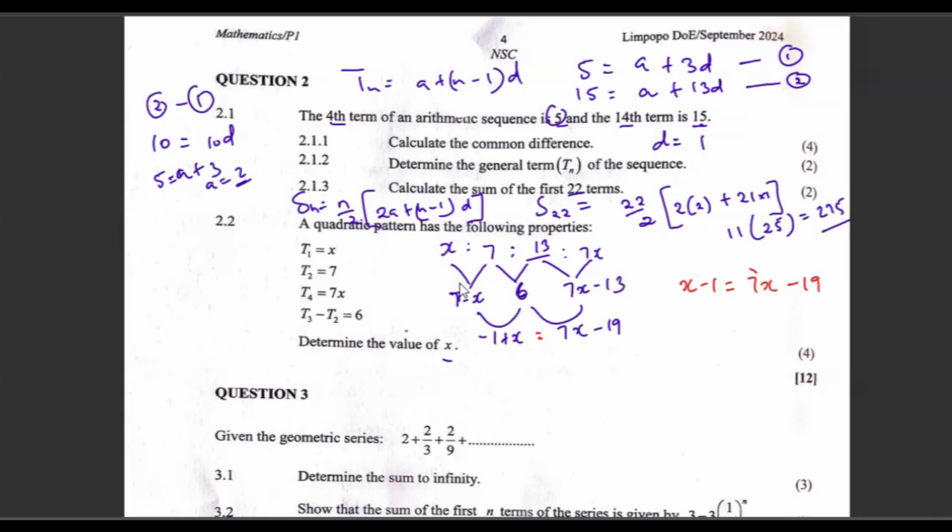So I'll move the 7 to this side. I'll have a negative 6X. I'll move the 1 that side. I have negative 18. So which means my X is just purely a 3.